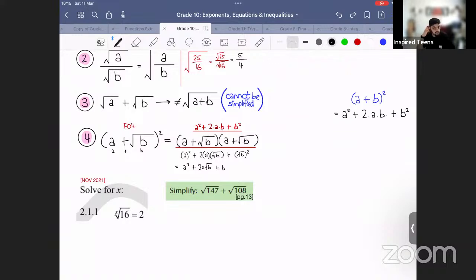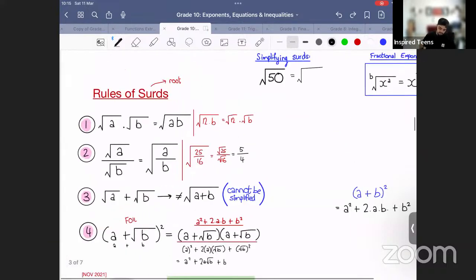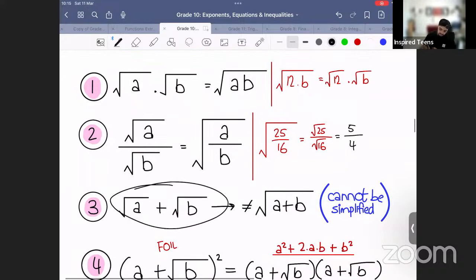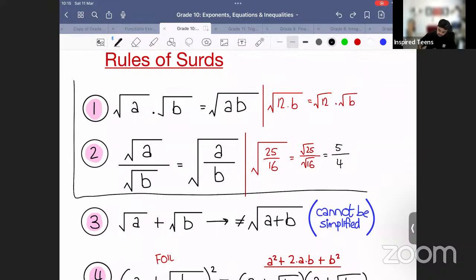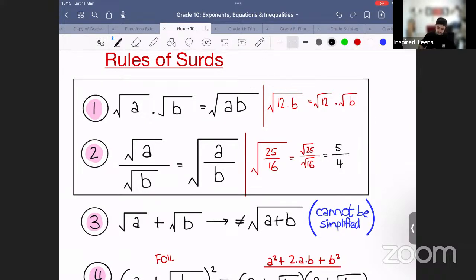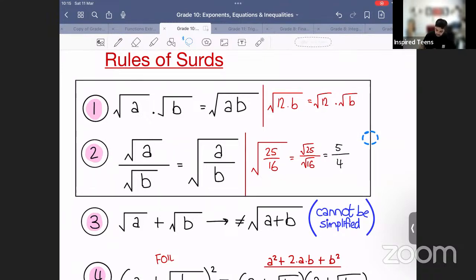Why can't it be simplified? Because that's the rules of surds. It doesn't simplify as that. You're not going to get the same answer. Square root a plus square root b is not going to be the same answer as square root of a plus b. So you need to memorize the rules of surds to know which ones work. Only multiplication and division you can simplify the way we did.